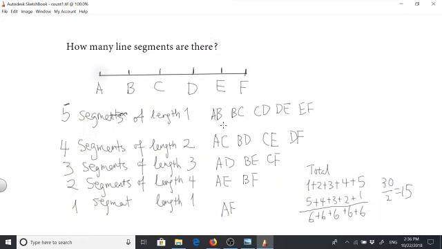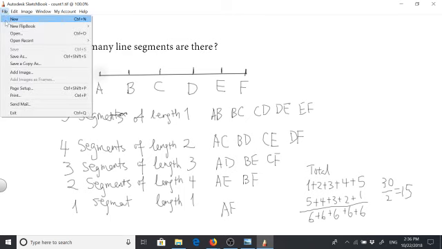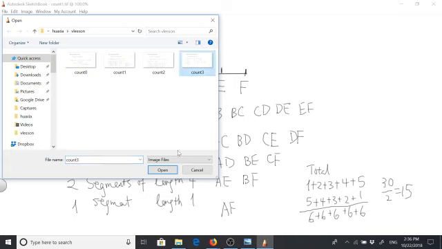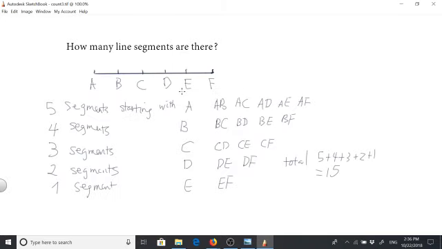It suggests each line segment is actually determined by a pair of letters, A and B, B and C, B and D. So the problem of counting can actually be solved by another problem. Namely, all we need to do is count pairs of letters. And let's think about this problem. How do we count the number of pairs of letters?